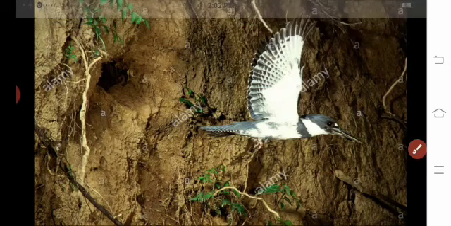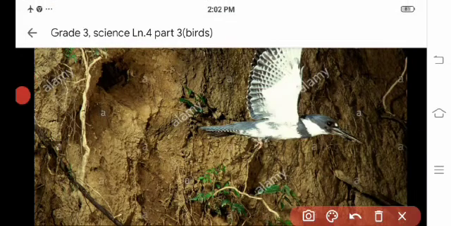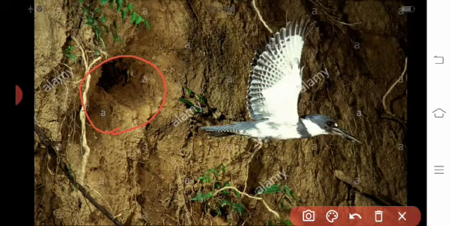You see the holes? This is the nest of a kingfisher. A kingfisher burrows a hole on the banks of a river only. We should not disturb the chicks in a nest.